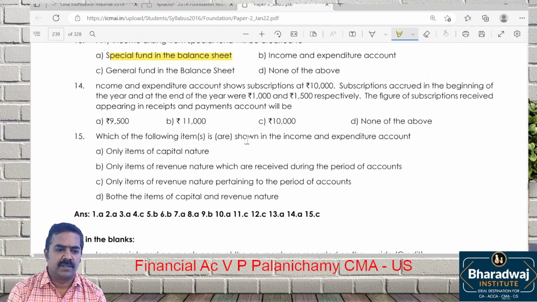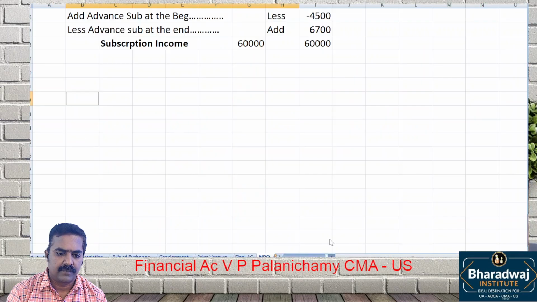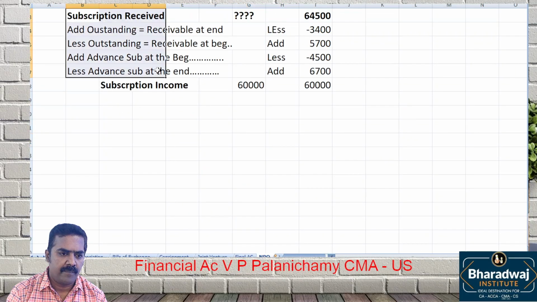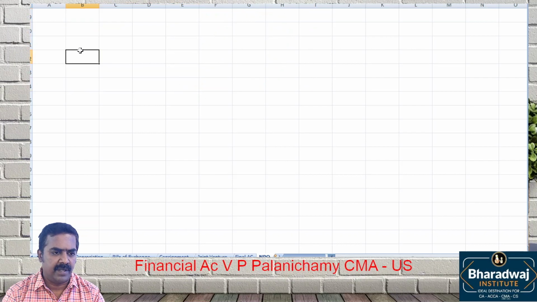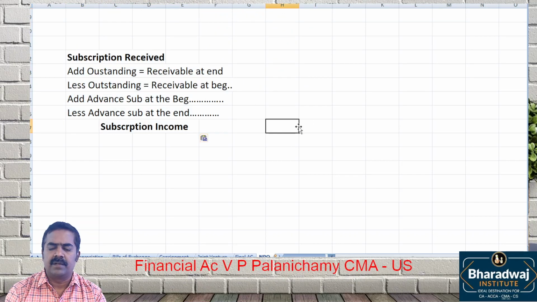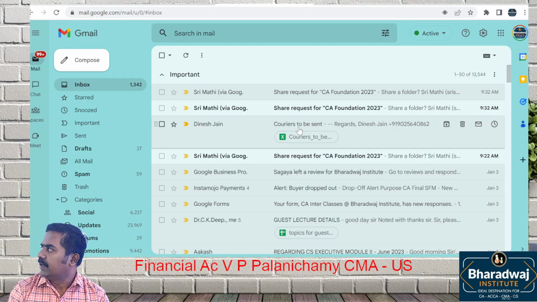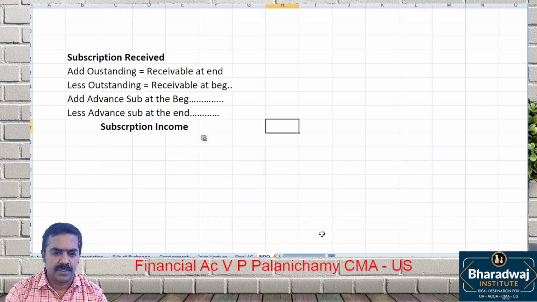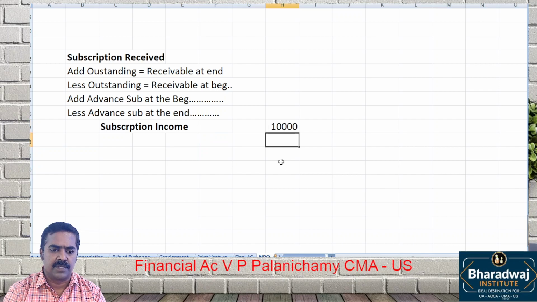Next is a repeated one. Income and expenditure account. No. Income and expenditure account shows a subscription of how much? 10,000. This is income. Subscription accrued at the beginning of the year, end of the year, how much is given? 1,000 and 1,500. They ask you to find out what is received. Pay attention. What is income given? Income given is how much? 10,000. Income given is 10,000.